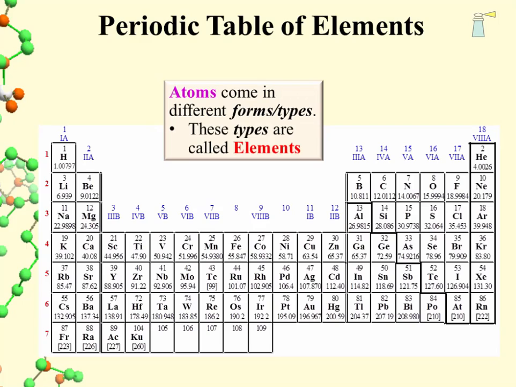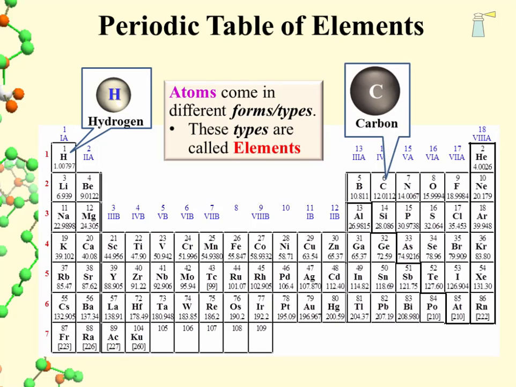And these types are called elements. An example of an element is hydrogen. It is made up of hydrogen atoms. The element is the type of matter, and the atom is a particle of that type.